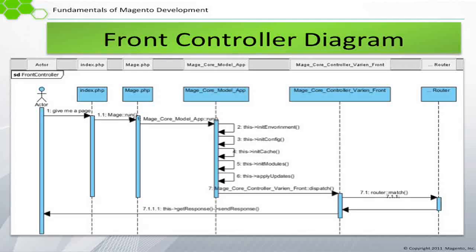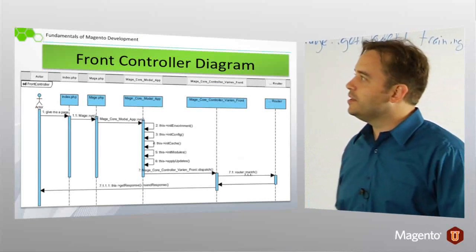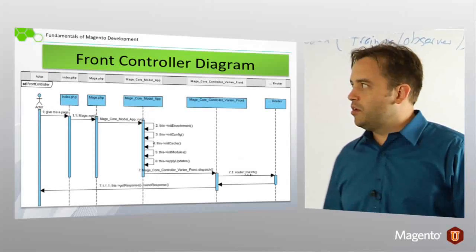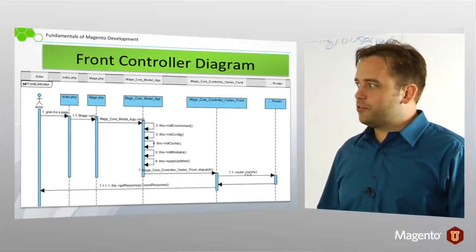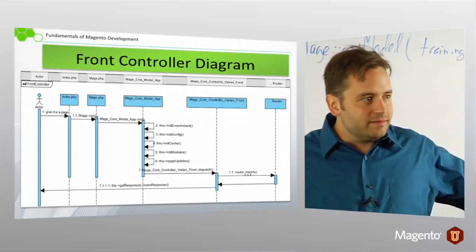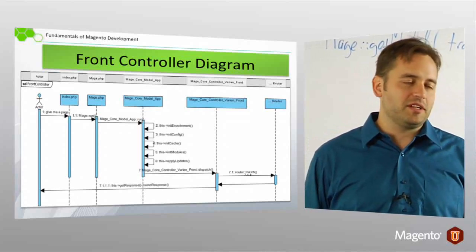Another diagram of this is, the actor. In this case, the visitor to the site. Give me a page, index.php, kicks off mage run, kicks off app run, fires up our environment, our config, looks at our cache, initializes modules, applies updates, and then we instantiate mage core controller variant front. That's the front controller. And then we go and find the appropriate router and route the request to the correct controller. That's it. It's about as deep as we go.